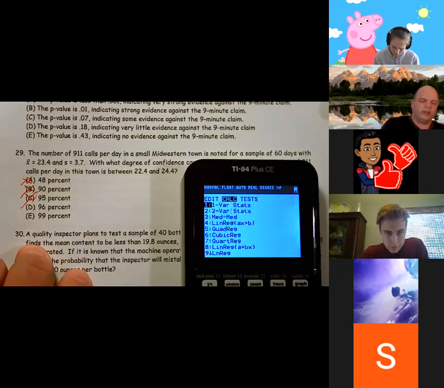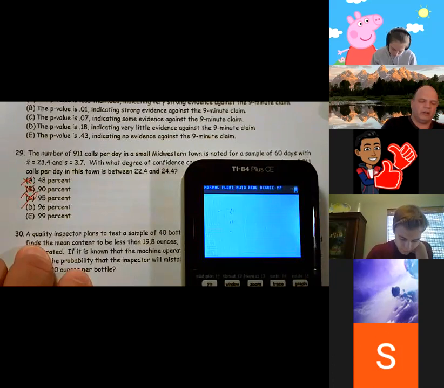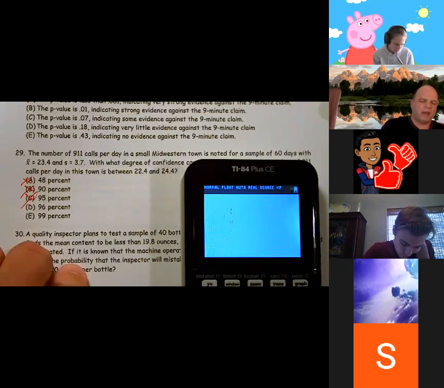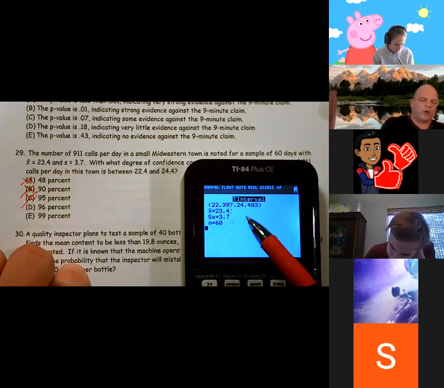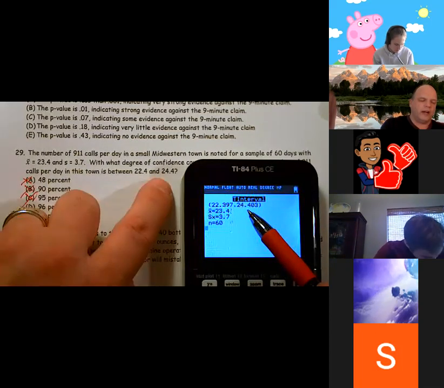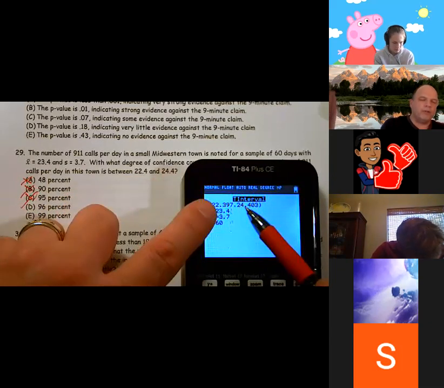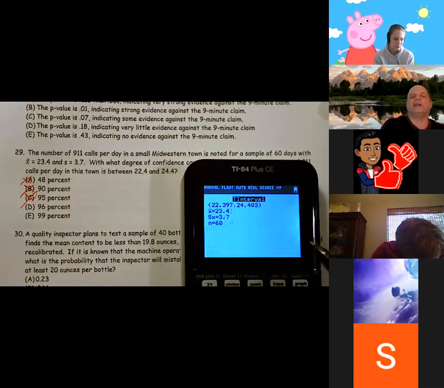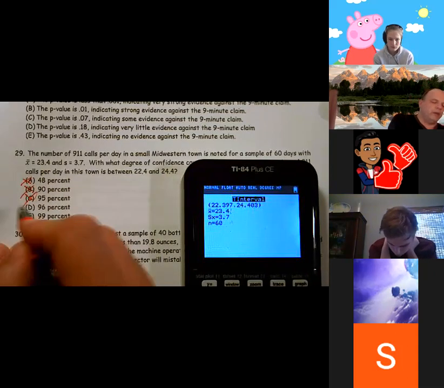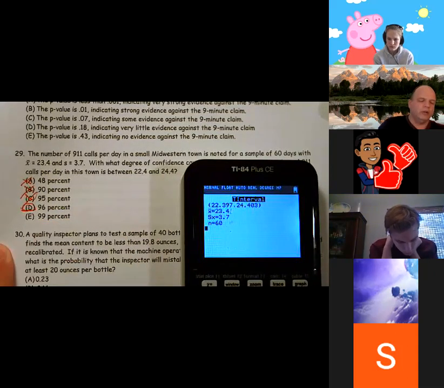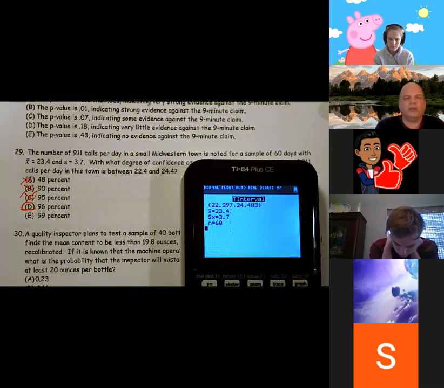So stats test number 8. 0.96, and 24.4 is below this value and 22.4 is above this value. So both values are contained within the interval. So the narrowest interval that contains both values is 96%. And there's no elegant mathematical way to approach that.